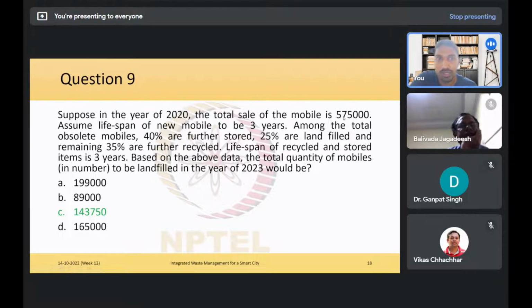That is by 2026. But the question is asking how much will go to the landfill in 2023, which is 3 years from 2020, right? So we know by the end of these 3 years of sales, only 25% are going to the landfill. So that is the right answer.